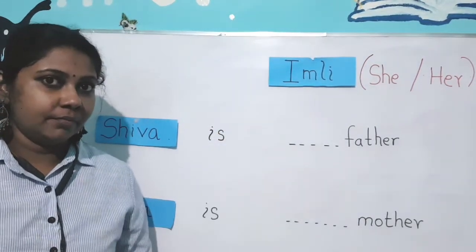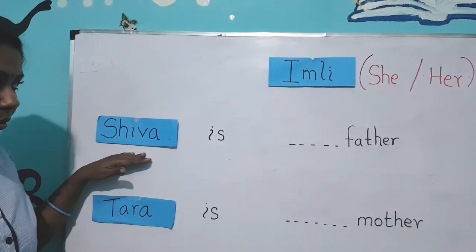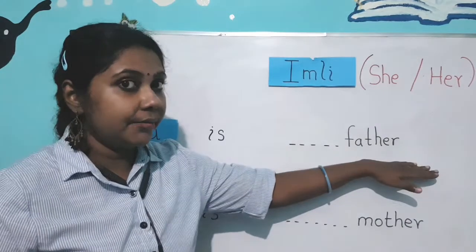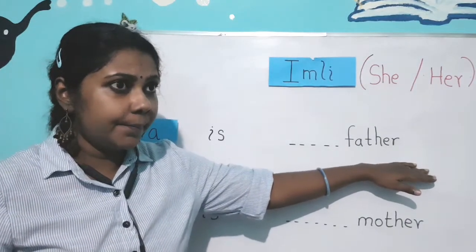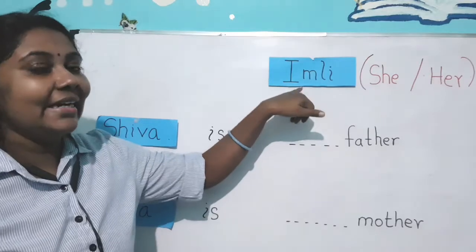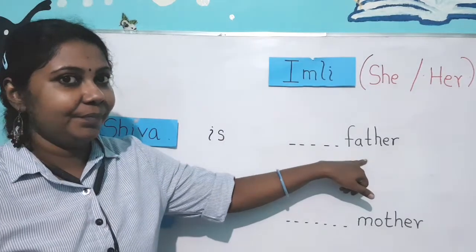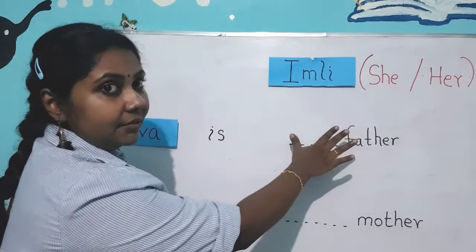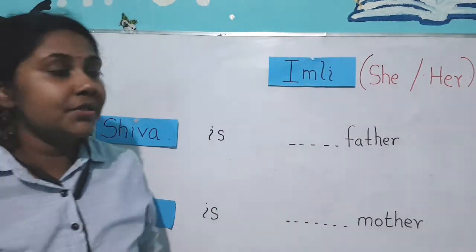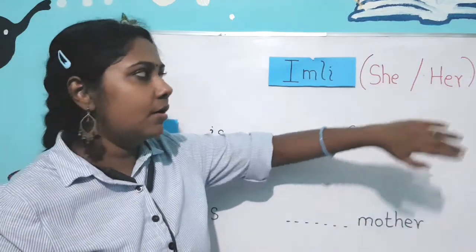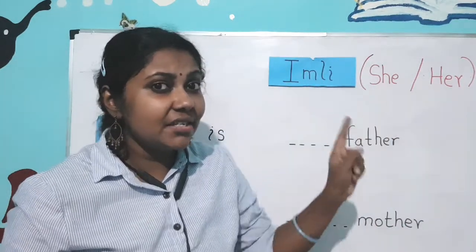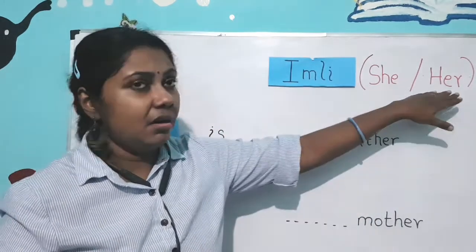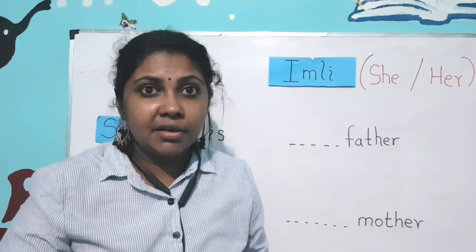Look at this. Shiva is father. Whose father? Good. Emily's father. Don't write Emily's. Choose she or her. Which is the correct one?